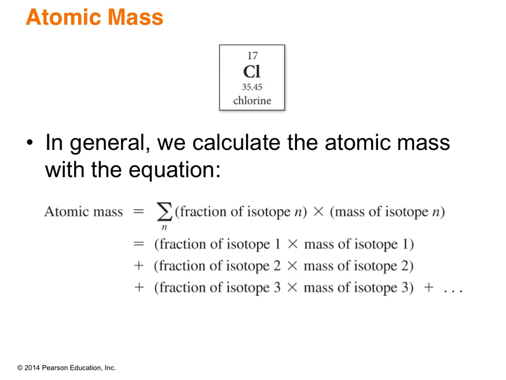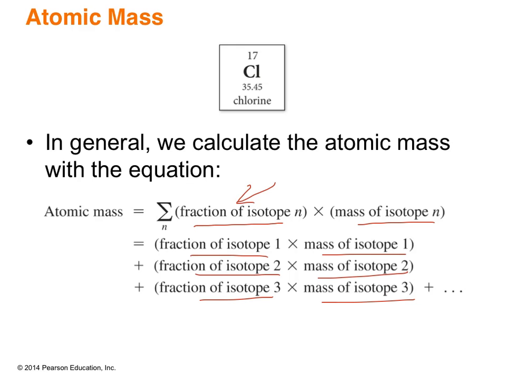In general, we calculate the atomic mass with this equation: fraction of the isotope, as in isotopic abundance, multiplied by the mass of the isotope, for isotope 1, 2, 3, like that, however many isotopes there are. The isotopic abundance will usually be given as a percentage, and you write it as a fraction multiplied by the mass of the isotope.